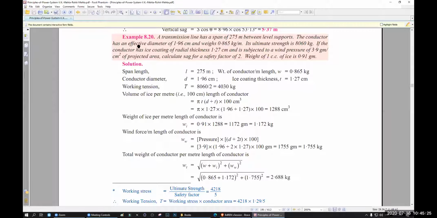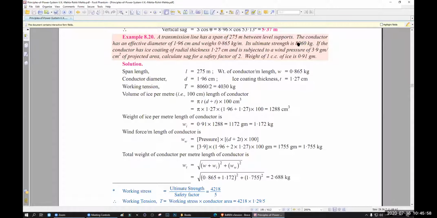The conductor has an effective diameter of 1.96 centimeter and a weight of 0.865 kg per meter. So the diameter is given, the weight is given. This is W, the normal W of the conductor, the actual weight of the material. The ultimate strength is 8060 kg. That means after this strength, your conductor will break.